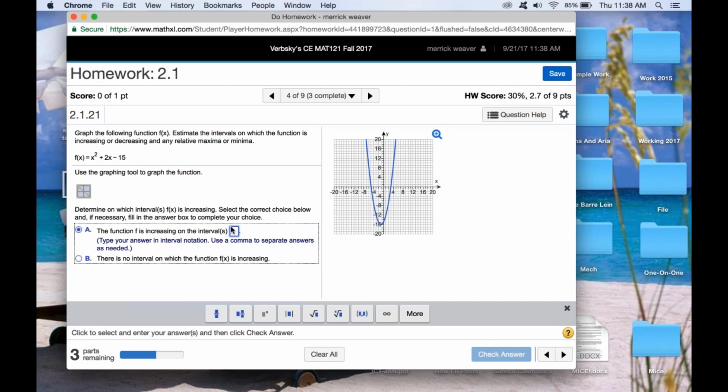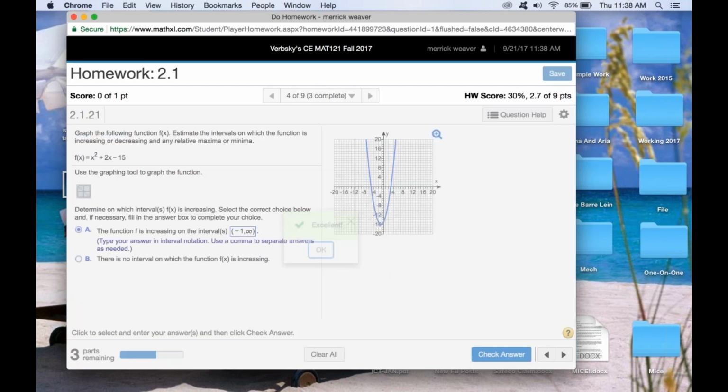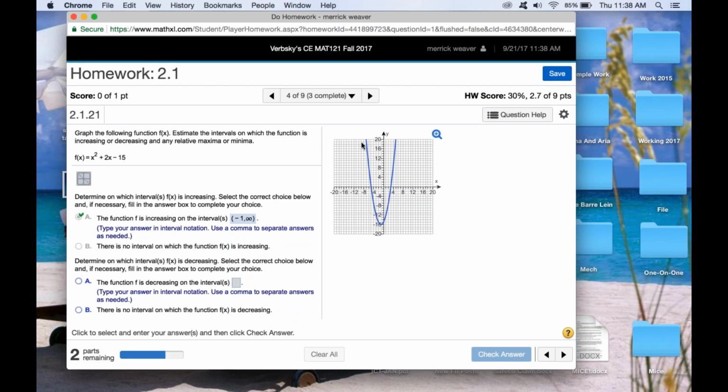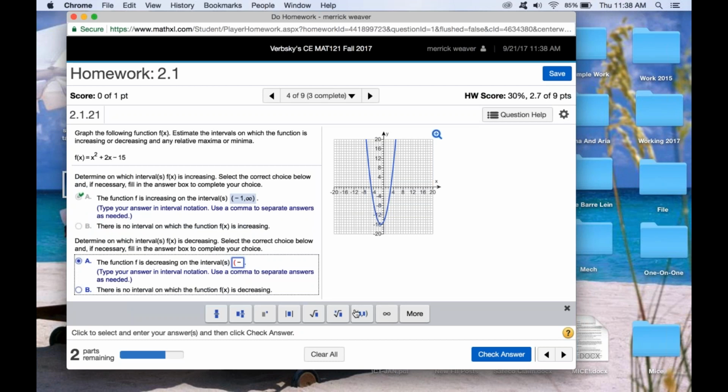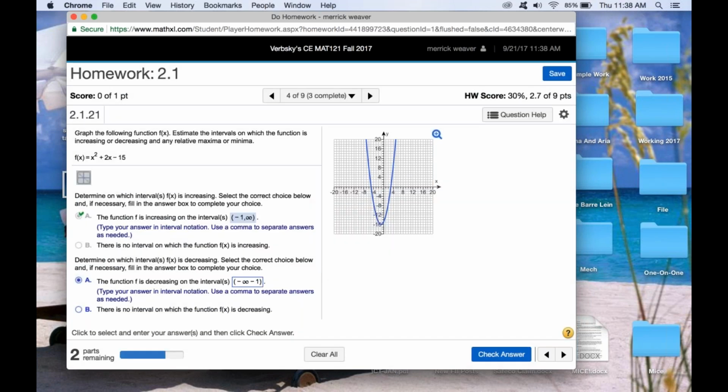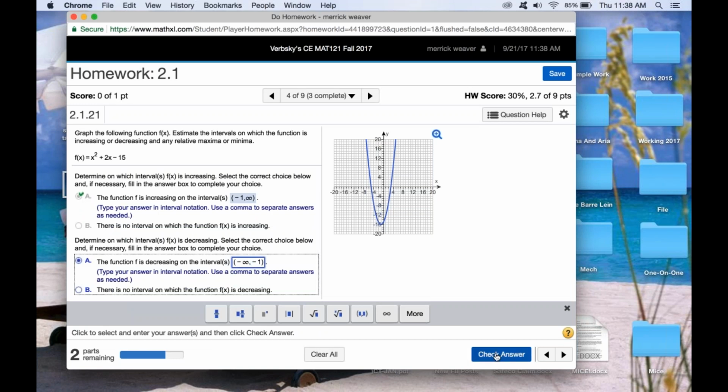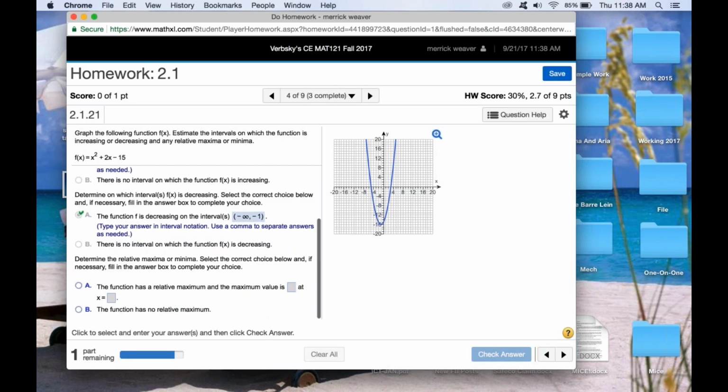Oops, that's not right. Okay, x is decreasing from negative infinity to -1. Correct. Like I said, on these increasing and decreasing ones, it's always parentheses.